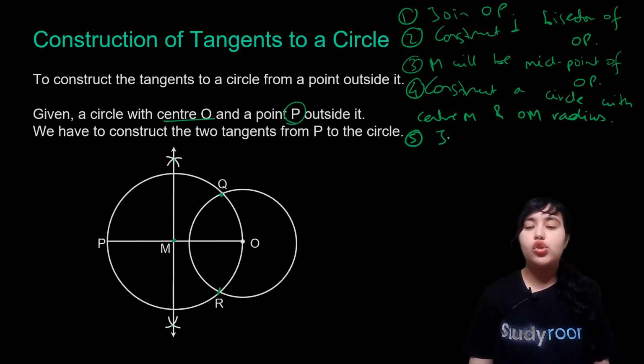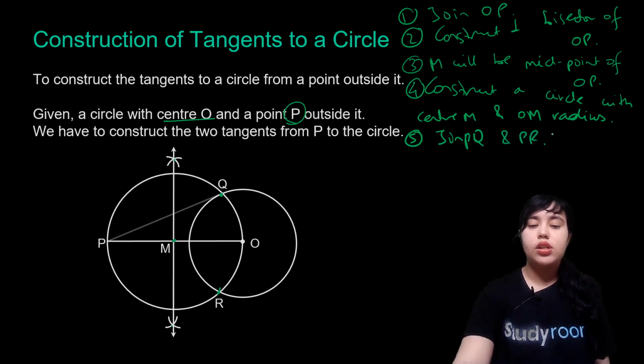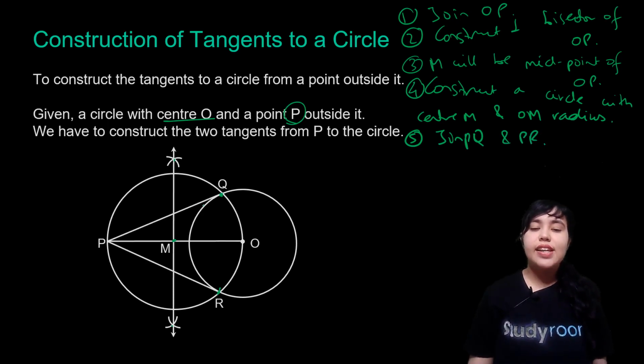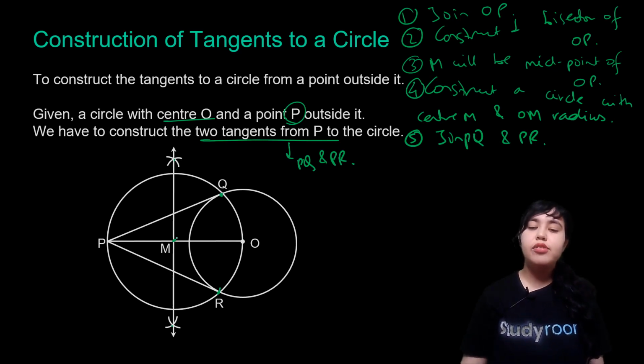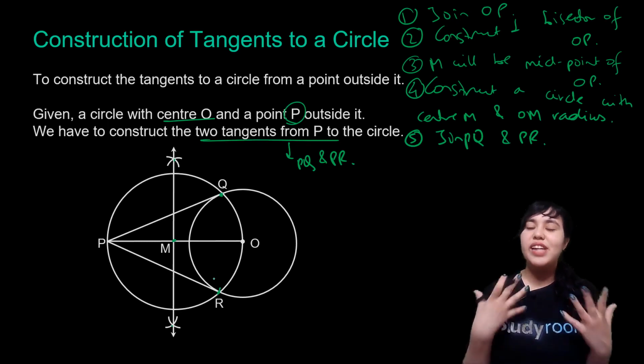Now you join PQ and PR. And clearly you can see that PQ is a tangent to the circle. It is meeting the circle at only one common point. Similarly, PR is also tangent to the circle. It's meeting the circle at only one common point, which is R. So we have constructed the two tangents, which are PQ and PR. All we did was, we joined OP. We constructed a perpendicular bisector of OP. Let's say this point is M. We took this as center, OM as radius. We constructed this circle. And let's say this circle is meeting the smaller circle at points Q and R. So PQ, PR turn out to be tangents.